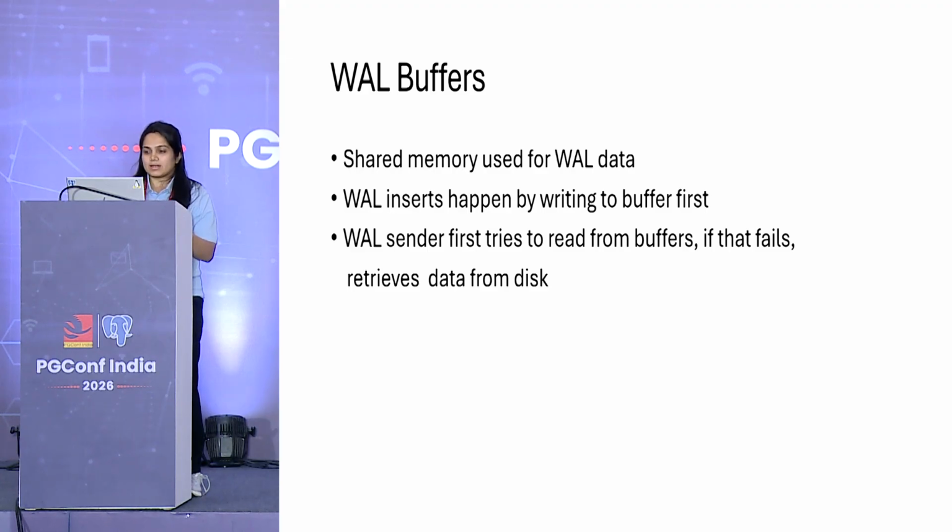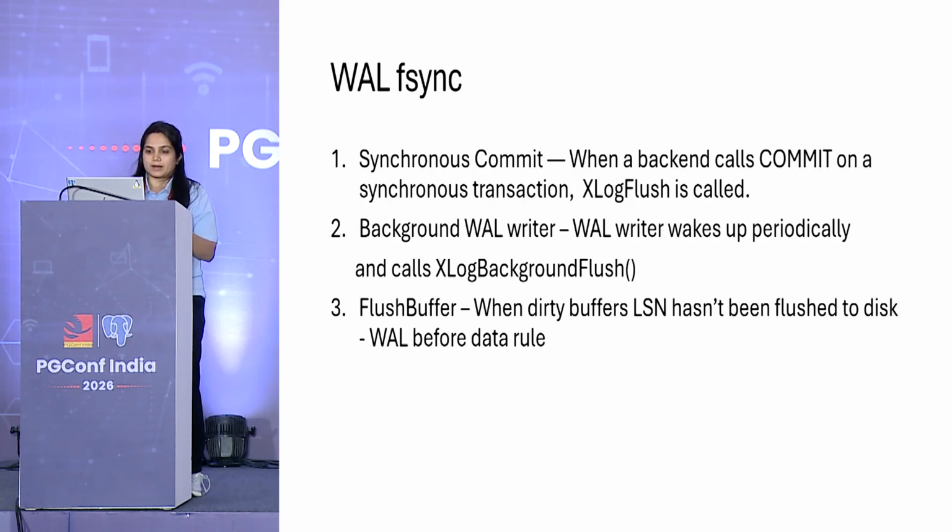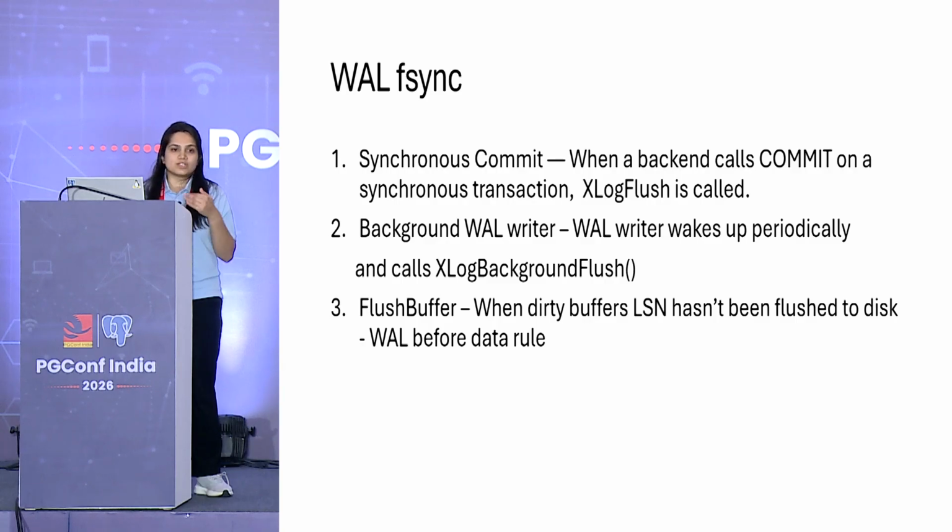So this was a bit of an introduction to WAL buffers. I'm just trying to give you an introduction to some basics because I think this will lead to the optimization I'm planning to talk about. Now let's look at what WAL fsync is and when it happens. As I already mentioned, WAL fsync is when the WAL is flushed to disk and made permanent and durable. For a synchronous commit, it happens when a commit happens on a primary.